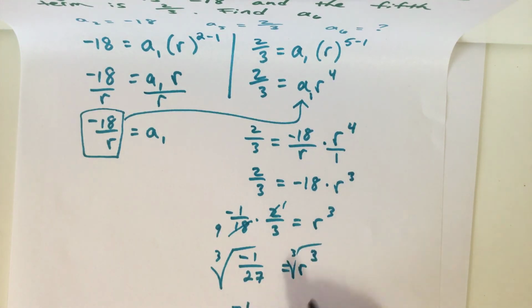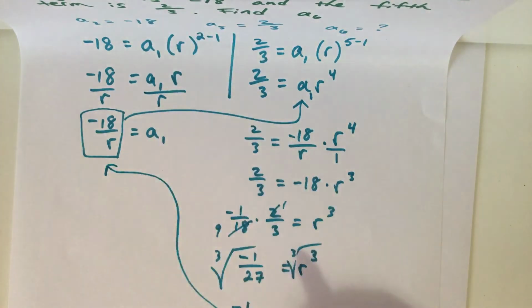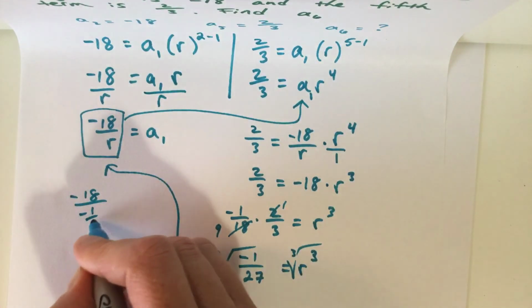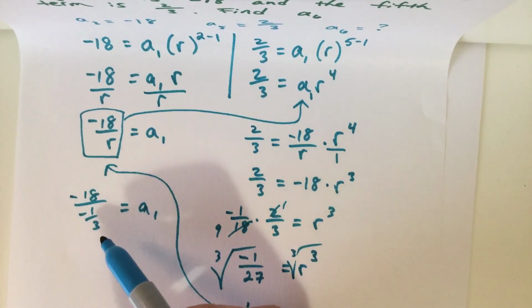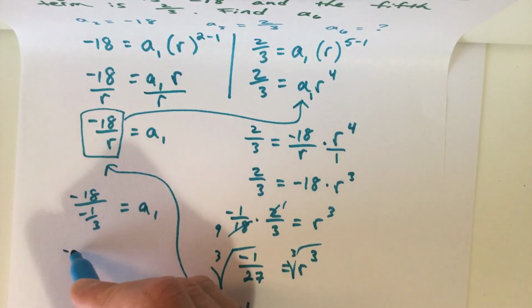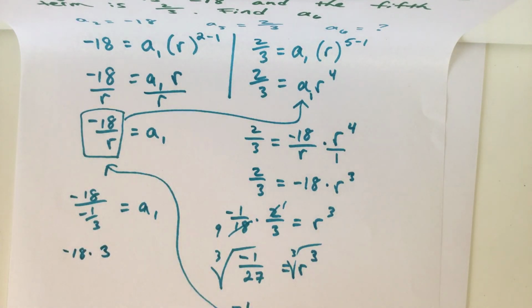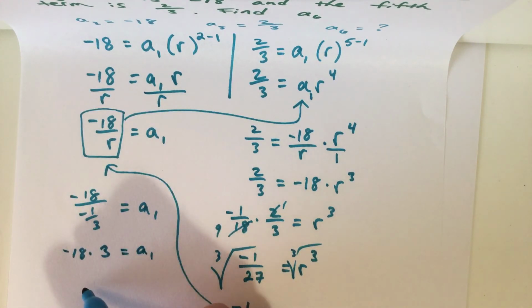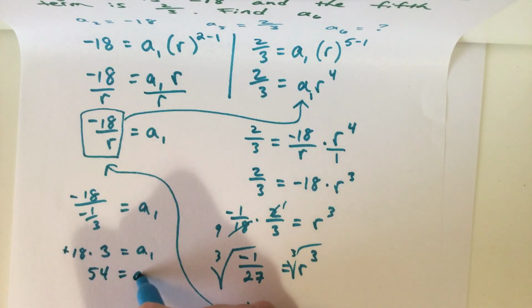Now that I've found the common ratio, I can go back to this step over here and plug in r. Negative 18 over r, which is negative 1/3, equals a1. And negative 18 divided by negative 1/3, the negatives will cancel. We can multiply by the reciprocal, so we're essentially doing 18 times 3, which is 54. Sorry, the negatives cancel. This becomes positive. Positive 54 is our first term.